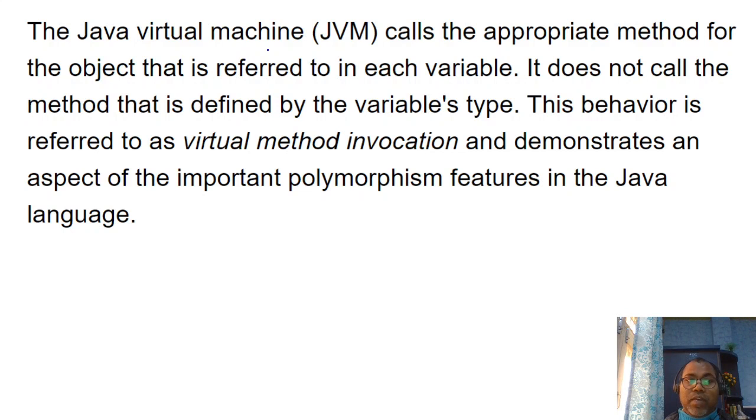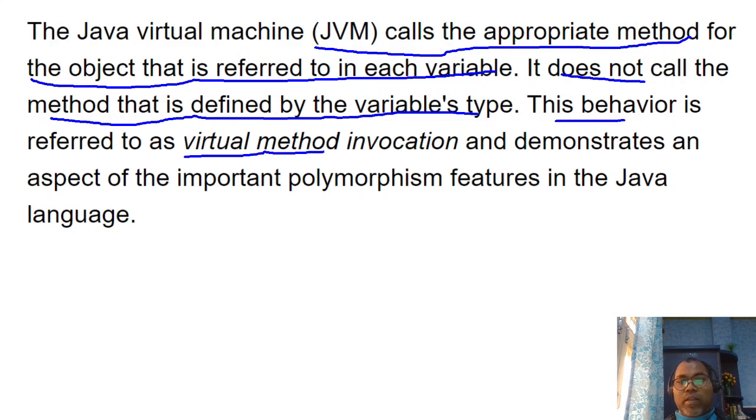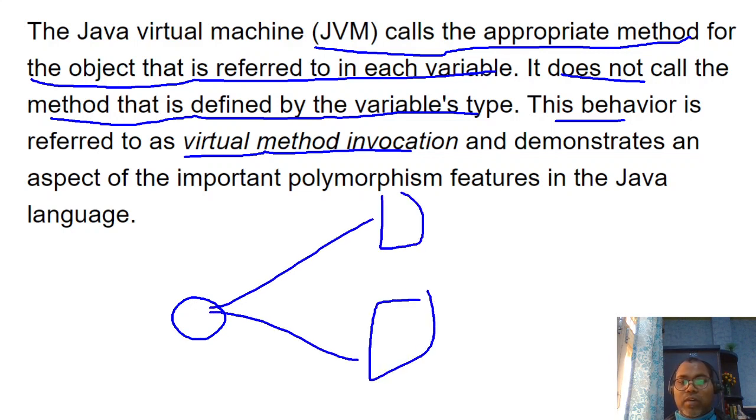As I said, the JVM calls the appropriate method for the object that is referenced by the variable, and does not call the method defined by the variable's type. This behavior is referred to as virtual method invocation. So in the case of overriding, which method is invoked depends upon which object you are passing.